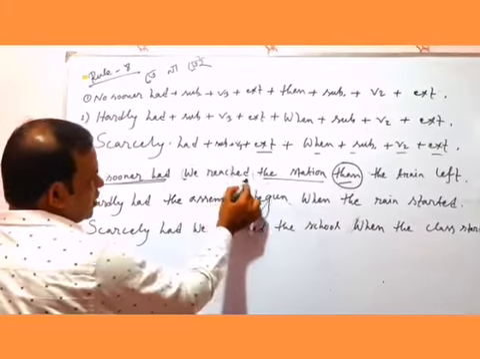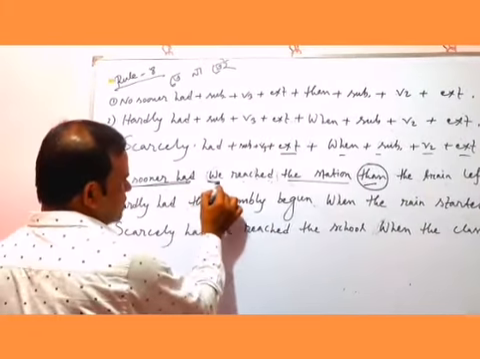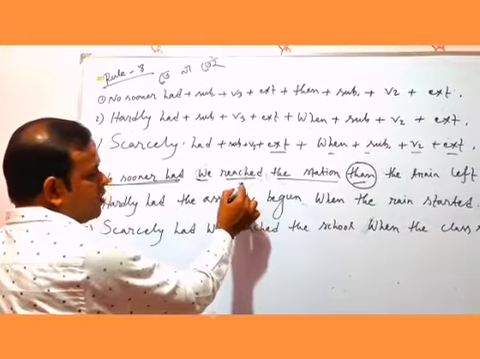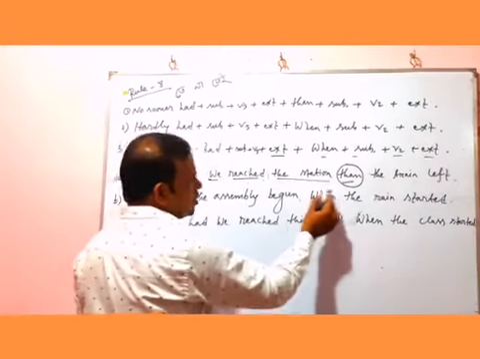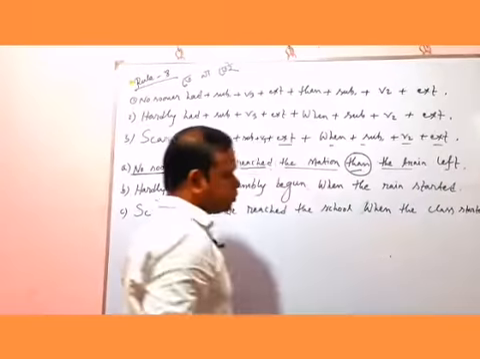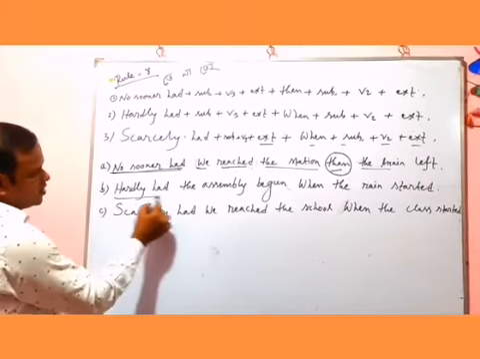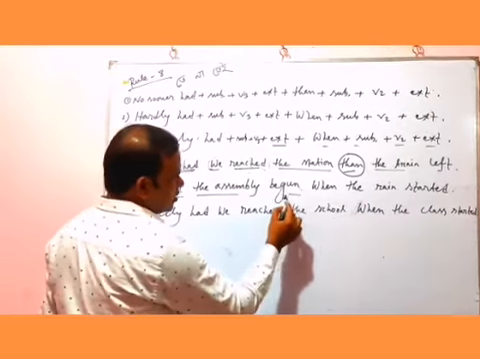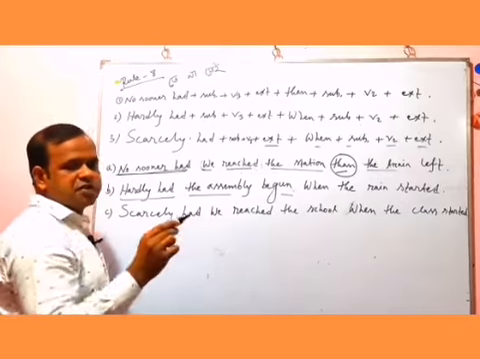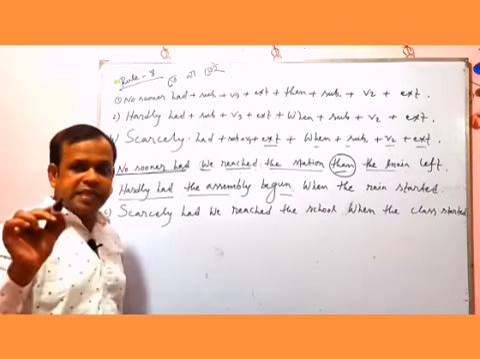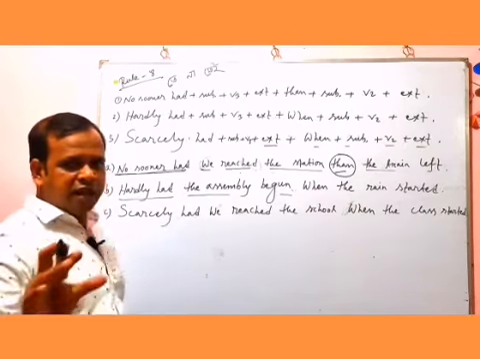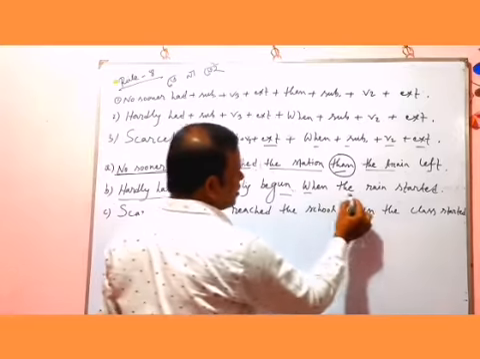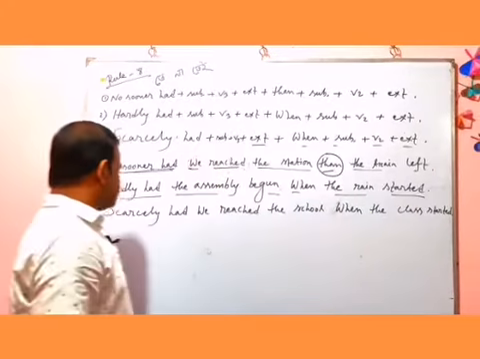No sooner had we reached, that means no sooner had plus subject plus past participle form of verb, then the train left. Hardly had the assembly begun. Begun is the past participle form of verb begin. Begin, began, begun, when the rain started.